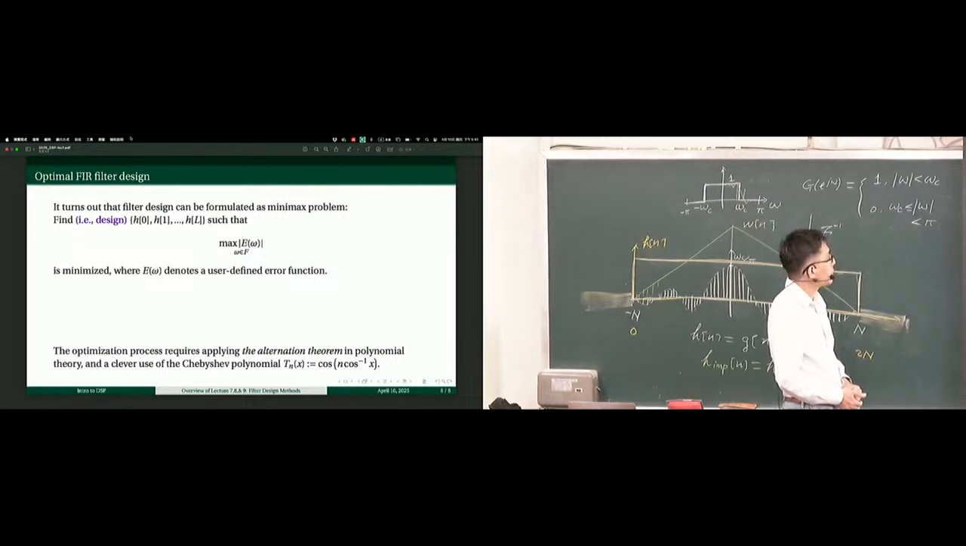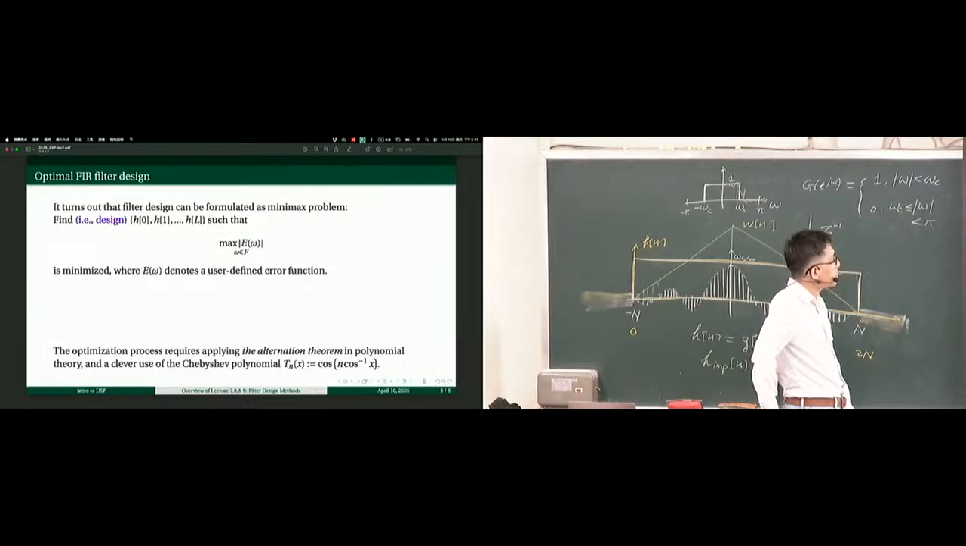Here, it's called optimal FIR filter design. In this method, we now start from a more abstract formulation. The entire formulation is now made more abstract, 比较抽象一点. Let me try to explain it to you for the first time.